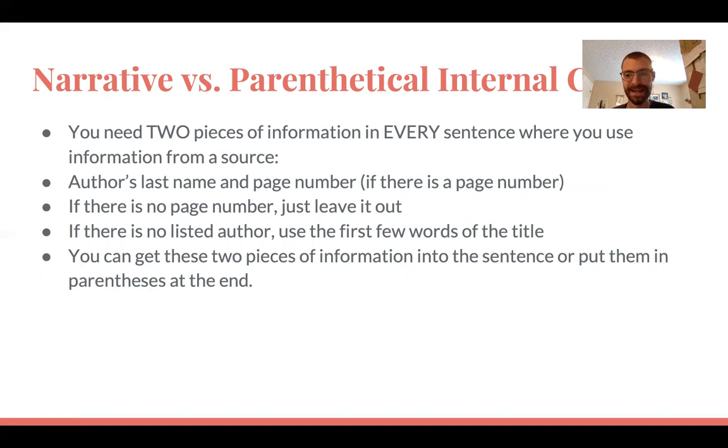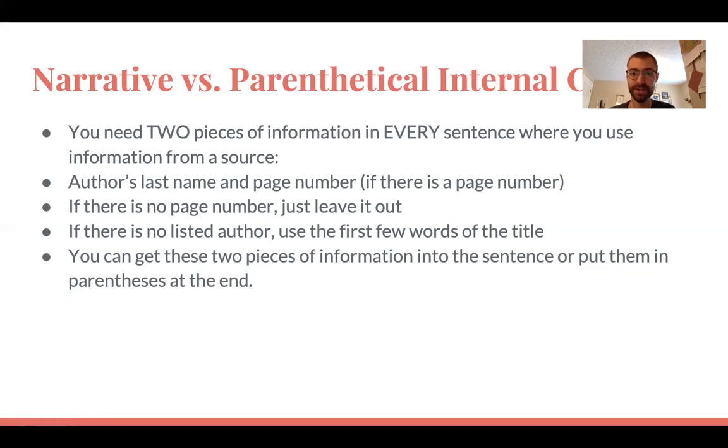If there's a page number, you have to have it, and you have to have the author's last name. As a side note, sometimes, rarely, credible sources will not list their author. Instead, you have to use the first few words of the title. Don't worry about that right now. It's not really necessary for A1, but it might become important later when you're doing A2 and A3, and we'll talk about it more in class. For now, think about those two pieces of information, author's last name and the page number if there is one.